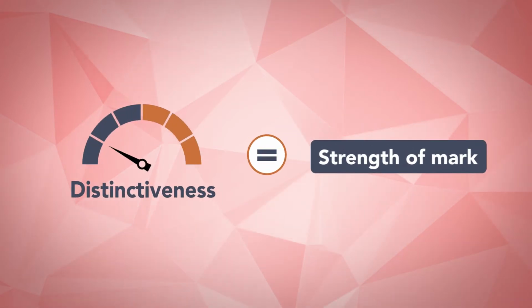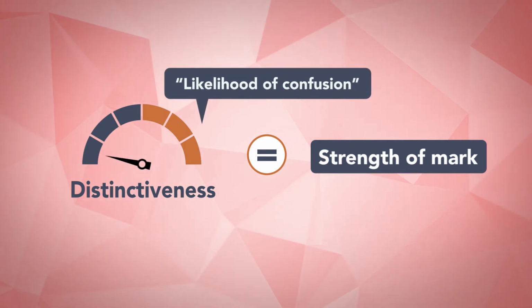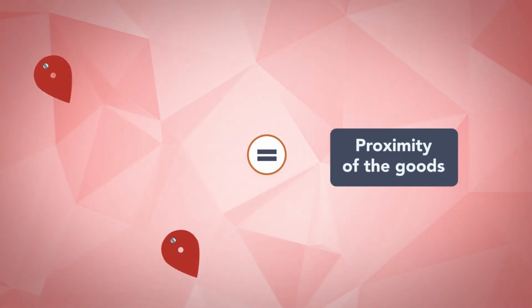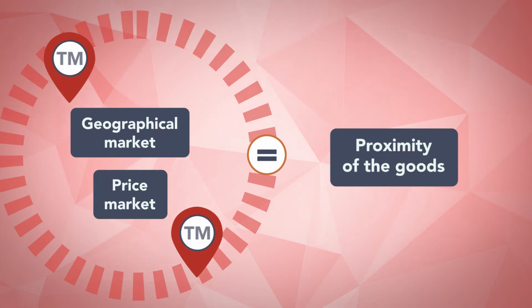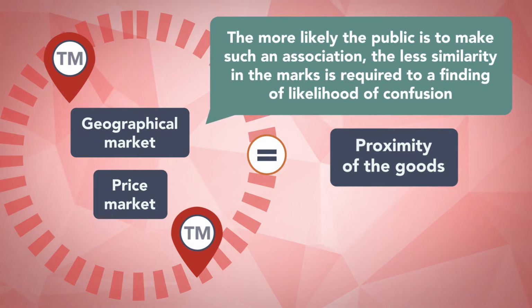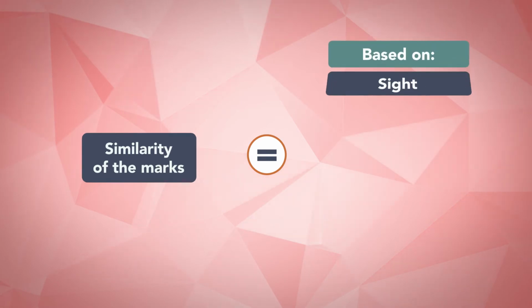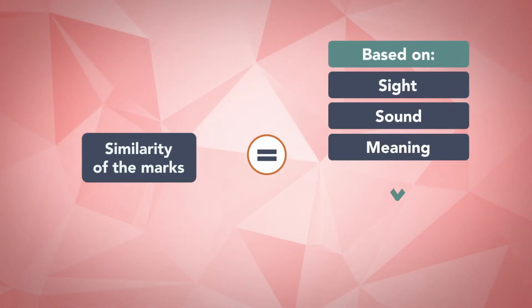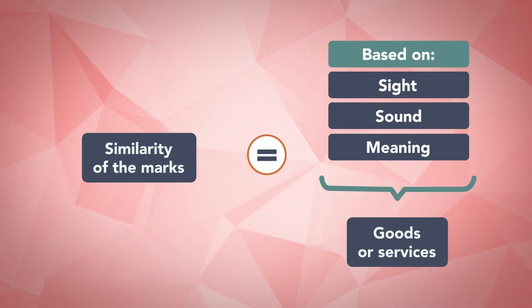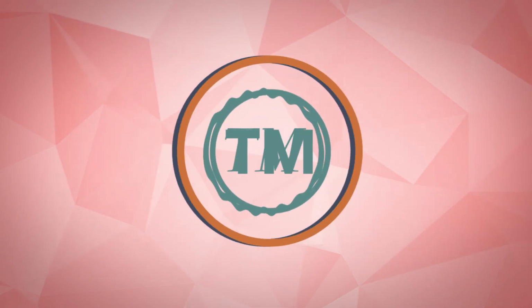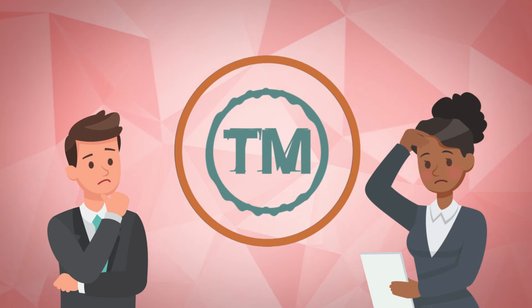The strength of the mark depends on its level of distinctiveness. The more distinctive the mark, the easier it is to show likelihood of confusion. The proximity of the goods refers to whether or not the goods are in the same geographical and price markets. The more likely the public is to make such an association, the less similarity in the marks is required to a finding of the likelihood of confusion. The similarity of the marks is determined based on sight, sound, and meaning as used in connection with the goods or services. Obviously, the more similar the marks, the greater chance of likelihood of confusion.